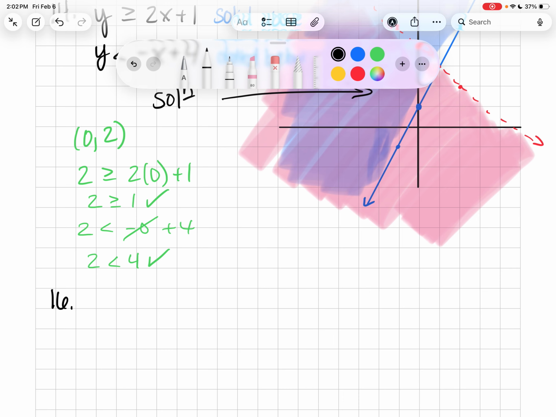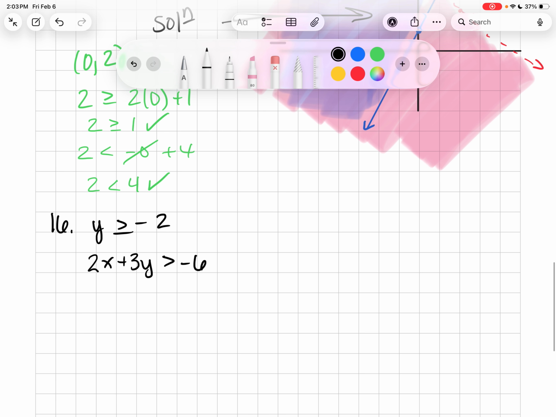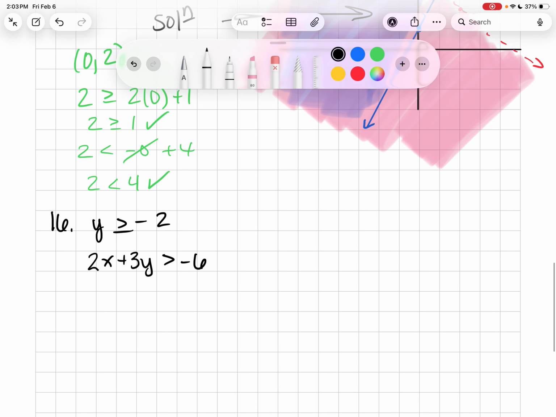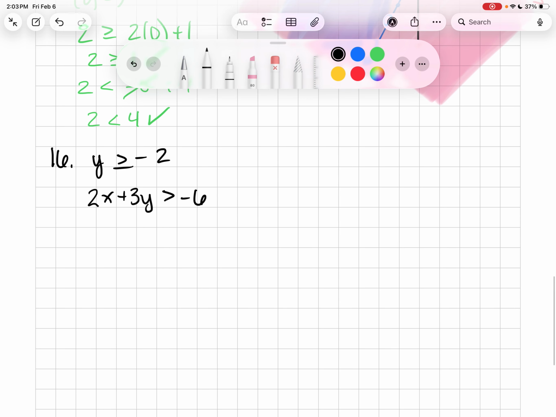Basically. So we have y is greater than or equal to -2, and then we have 2x plus 3y is greater than -6. What's wrong with this one? So, y is not by itself, so I've got to get it by itself. So, we're going to subtract 2x, so I have 3y is greater than -2x minus 6. Divide by 3, so y is greater than -2/3 x minus 2.